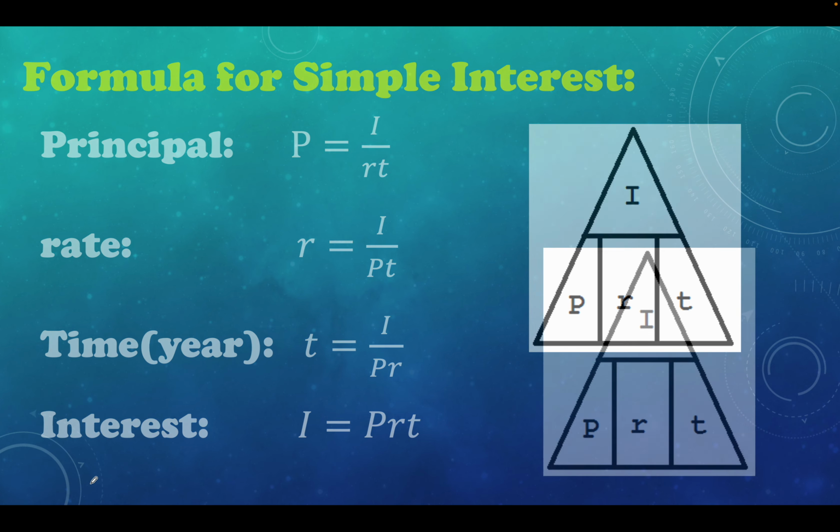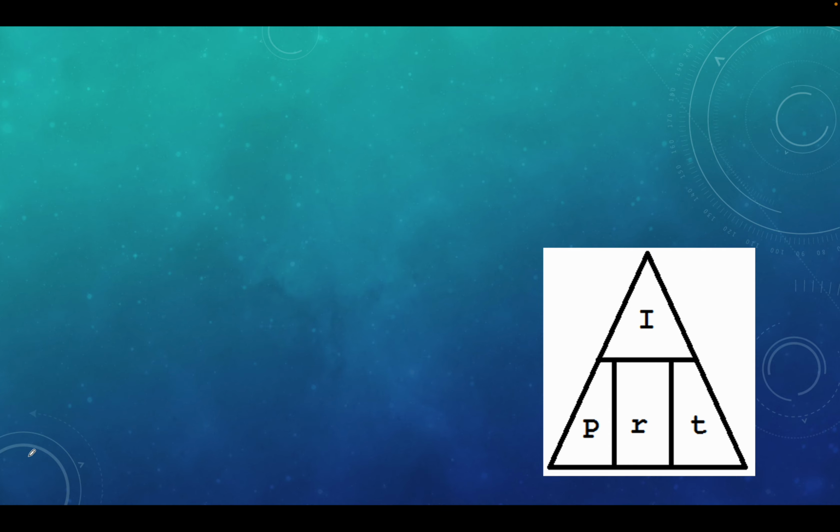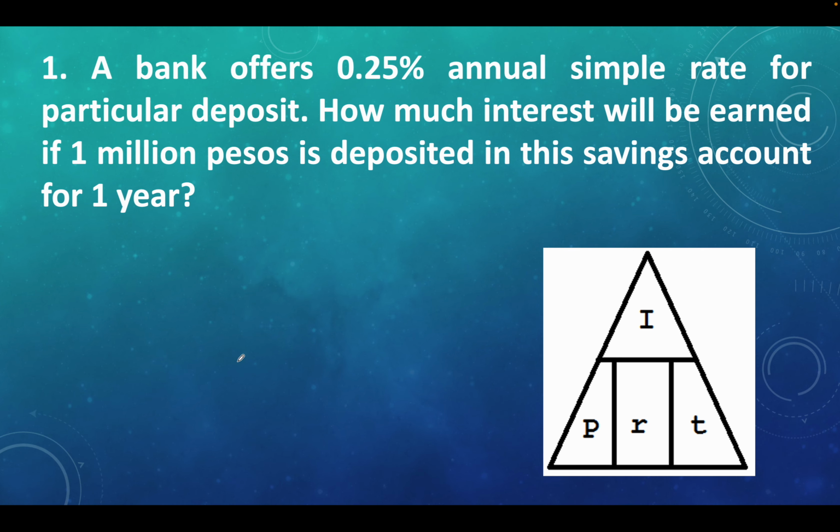So, let us have first our first example here. Okay, so a bank offers 0.25% annual simple rate per particular deposit. How much interest will be earned if 1 million pesos is deposited in the savings account? So what are we going to do? Ano yung hinahanap natin, and let us identify the given.